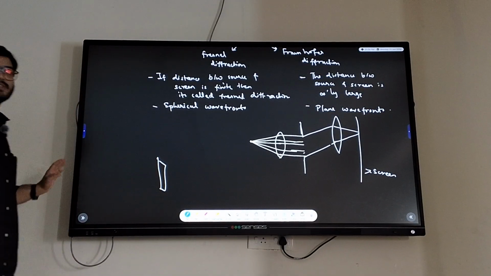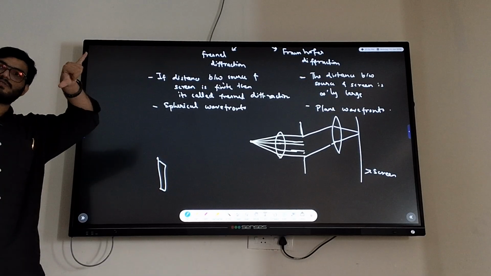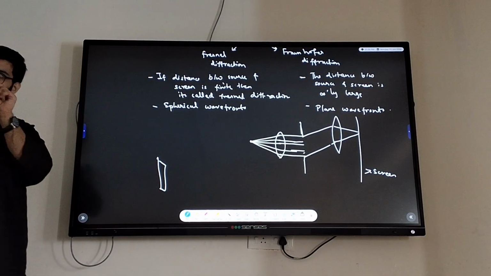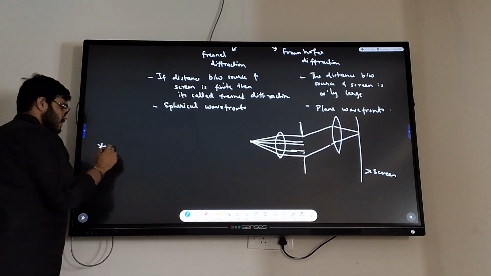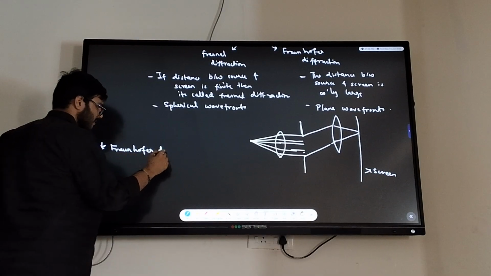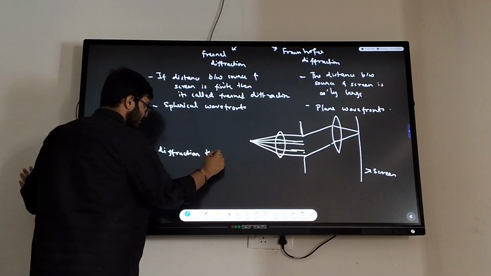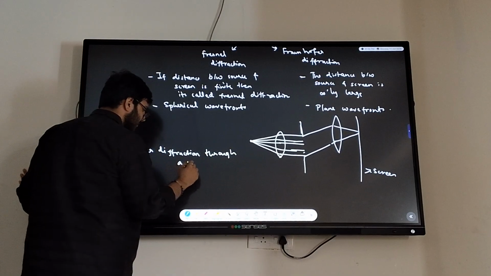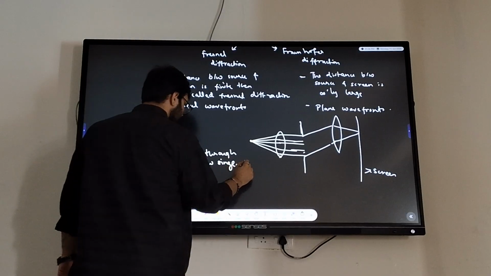We'll talk about the simplest case, a single slit. Before we were talking about two slits, right? Now we will talk about a single slit, and we will see the diffraction pattern from a single slit. So Fraunhofer diffraction through a narrow single slit.